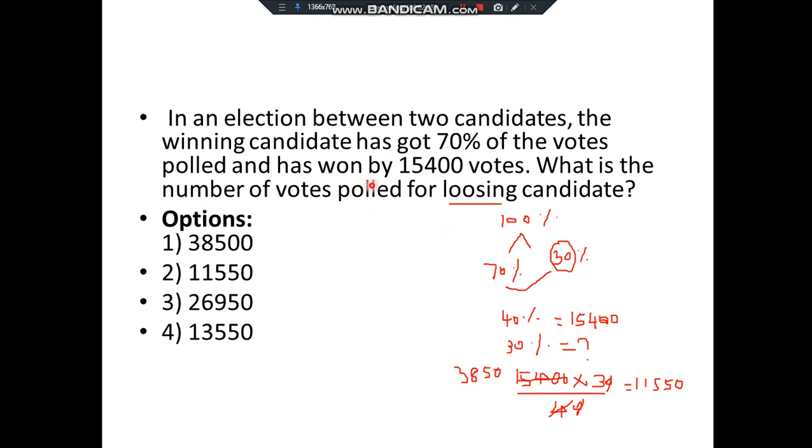And they have given that the winning candidate has won by 15,400 votes, which means the majority is 15,400. That is the difference between the winning and the losing candidates is 15,400. So 70 minus 30, which is 40%, is equal to 15,400. And the question is, we have to find the number of votes polled for the losing candidate. So 30% is equal to how much? So when you cross multiply, you get it as 11,550. Hope you understood.